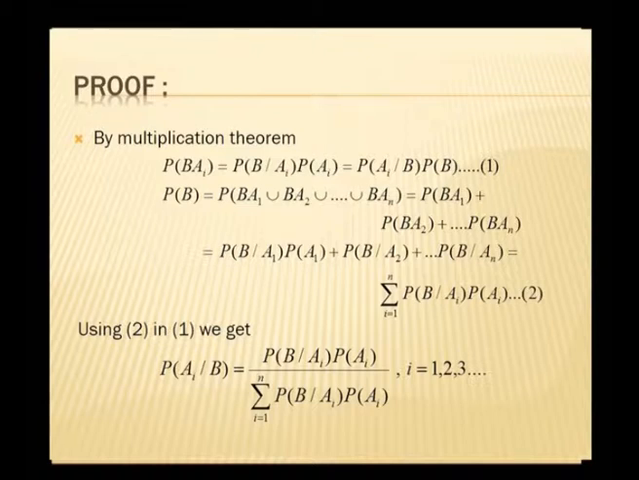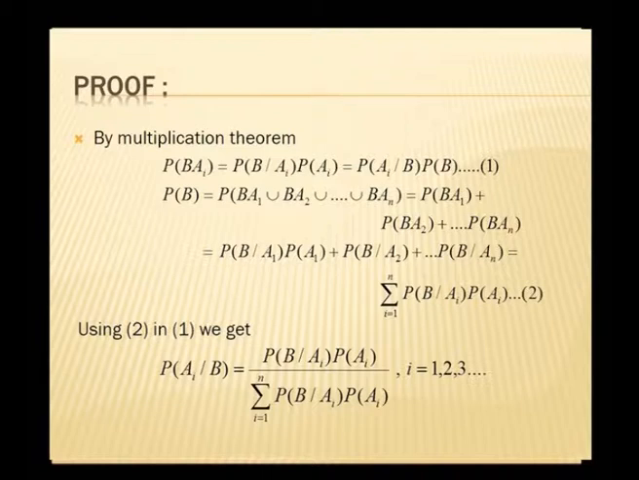P of B into An, and by the multiplication theorem I can write each of these P of B into Ai as P of B by A1 into P of A1, the second one P of B by A2 into P of A2. Similarly, P of B by An into P of An, and you can write this overall as the summation of P of B by Ai into P of Ai, where i varies from 1 to n.